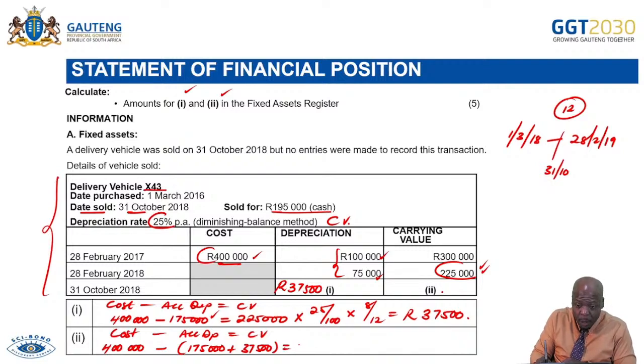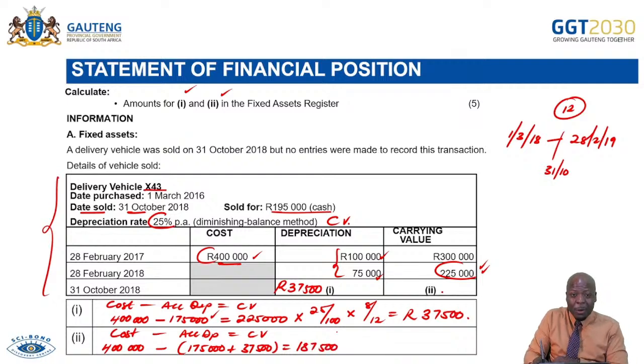Say it again. 187,500. That is very correct. I see most of you are getting 187.5. This was one way of getting it. The other way is going to be the quicker way. The quicker way is to take your 225 here, 225,000. Then you simply say minus the depreciation for this year, 37.5.